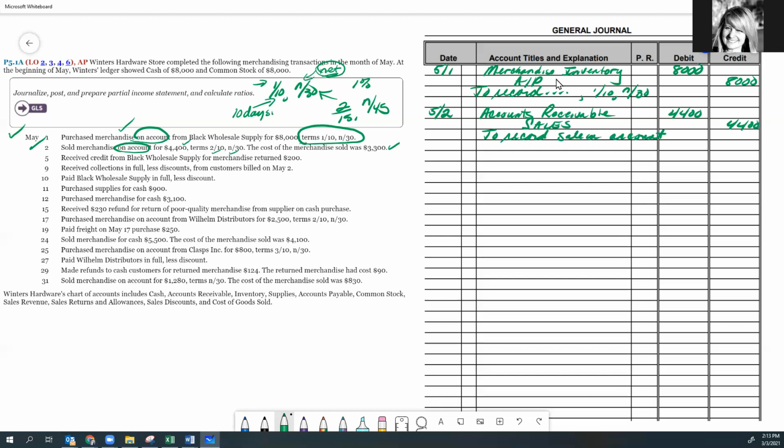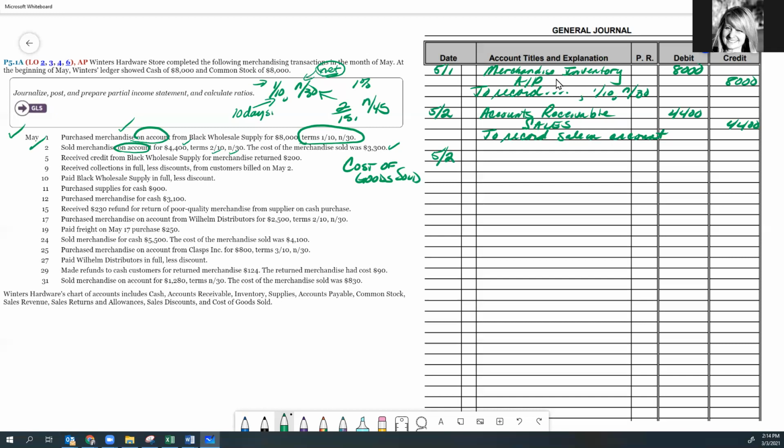And as we said, we are working with the perpetual inventory system or method. And that means that every time we have a sale, we are going to record the expense of that sale. So on 5-2, we have an expense. That expense is called cost of goods sold. That's what we call it. That is an expense account. So we debit it to make it increase and we credit it to make it decrease.